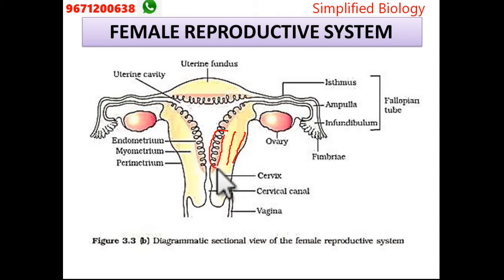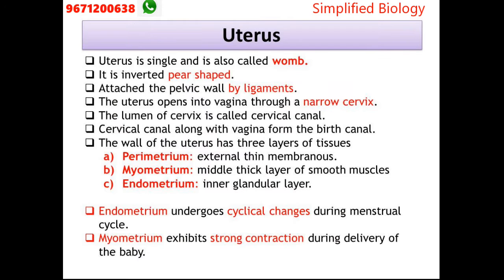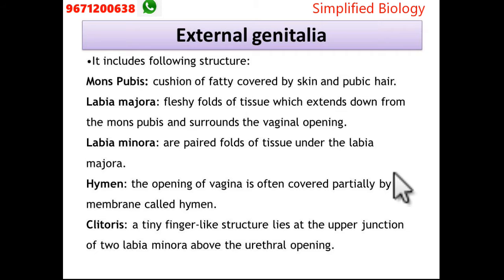Always focus on the endometrium. It is the coiling like layer, and it is shed during the menstruation period. Clear beta? The endometrium undergoes cyclic changes during the menstrual cycle, while the myometrium, myo meaning muscles, helps in strong contractions during the delivery of the baby. Clear students? Okay, come to the external genitalia.